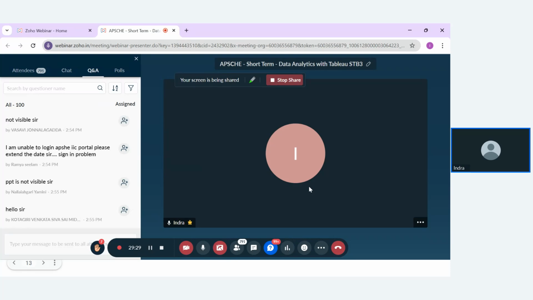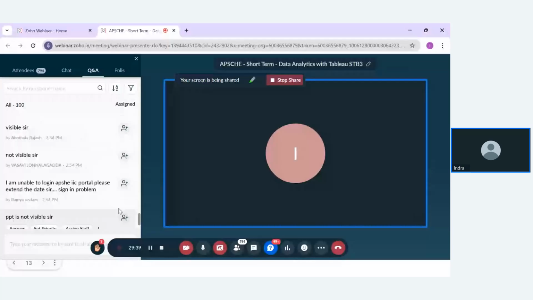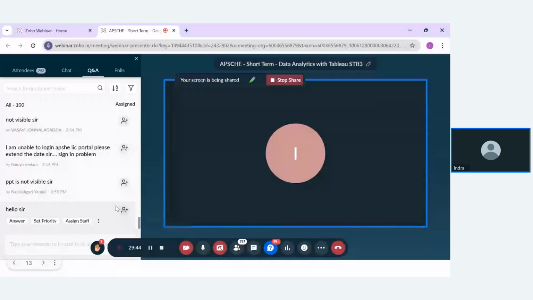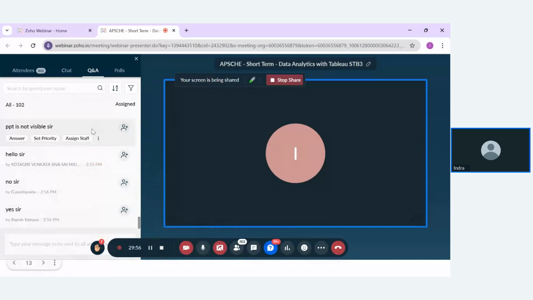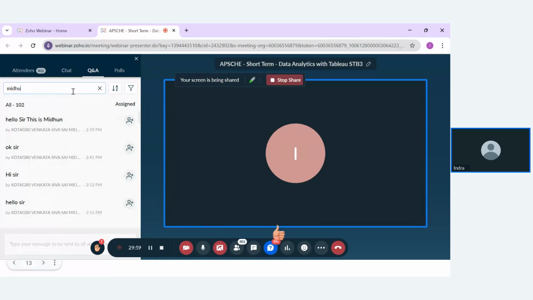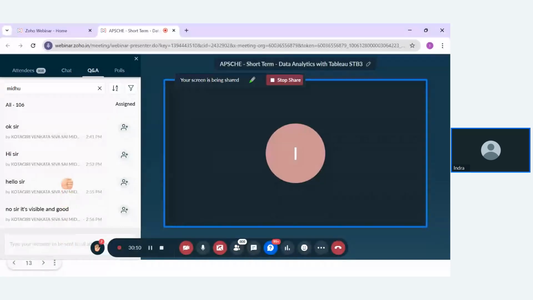Is it visible to you guys? I don't know why certain students are disturbing me in between the session. I'm on a good network, guys. I think you need to check your connectivity. Nallai Gari Yamini, what is the problem? Is my PPT not visible? It's visible, right? Midun, you are there in the session. Can you just reply? Is the PPT visible? Visible, right? Okay.